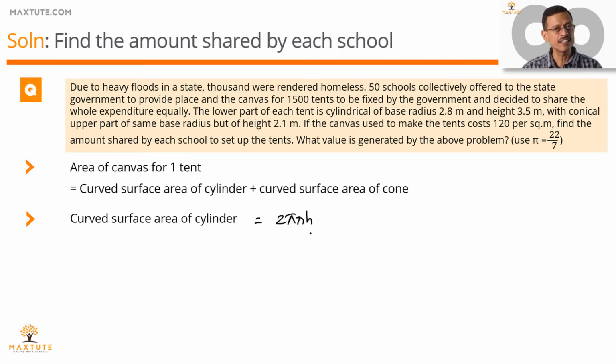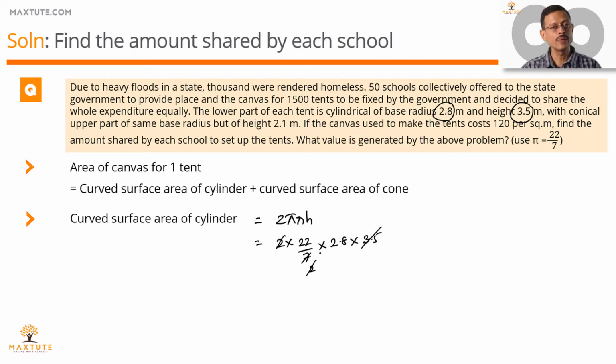We have all data that we require. 2 into, take pi to be equal to 22 by 7 as the question has suggested, into the base radius is equal to 2.8 meters, 2.8. And the height of the cylinder is equal to 3.5. 3.5 will cancel with the 7 to leave us with the 2. 2 gets cancelled with this 2.